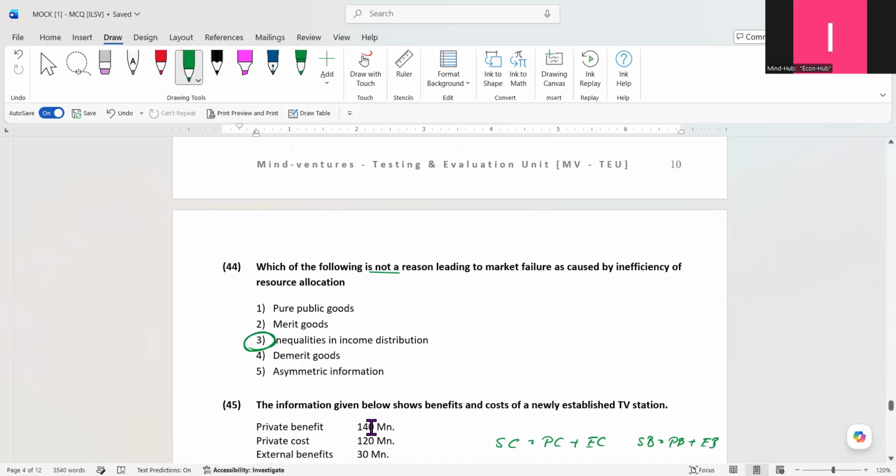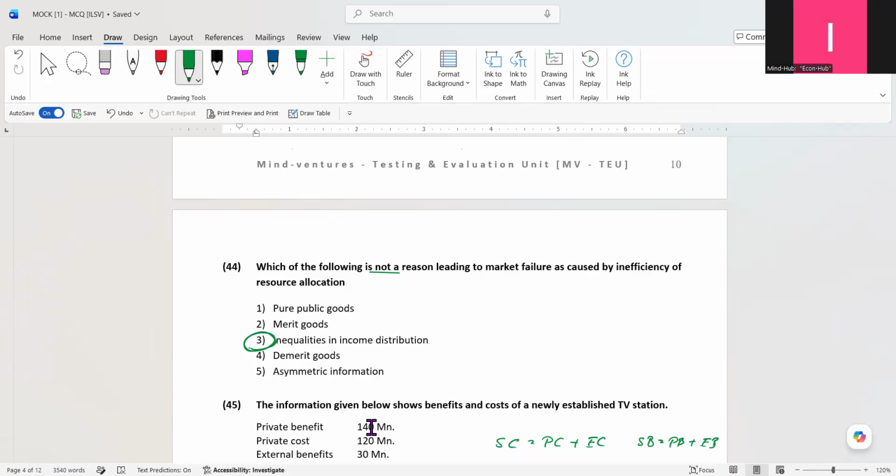44. Which of the following is not a reason leading to market failure as caused by inefficiency of resource allocation? If it's caused by inefficiency of resource allocation, and that's what we ideally call market failure, the broader concept is suboptimal performance of the market system, or market system failure. Market system failure is what happens due to 3 I's: inefficiency in resource allocation, inequality in income and wealth distribution, and macroeconomic instability. The 3 I's. Here, we are talking about inefficiency in resource allocation.